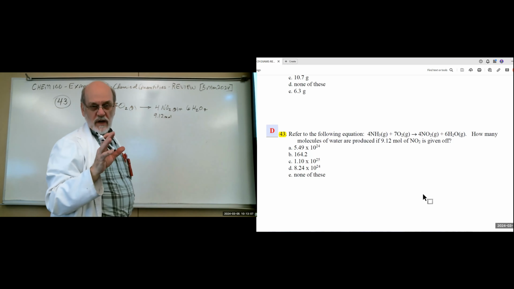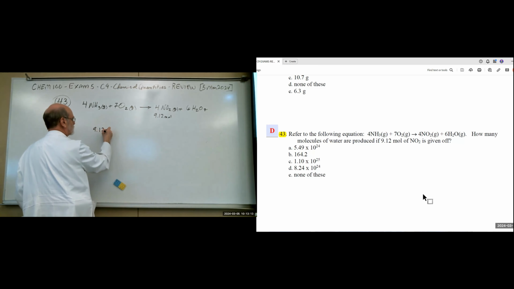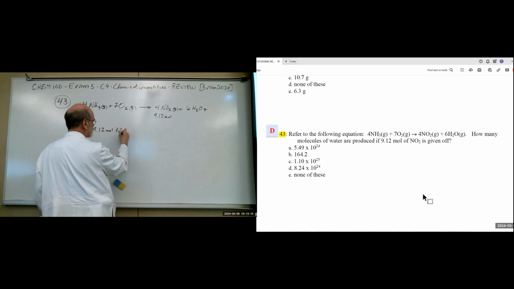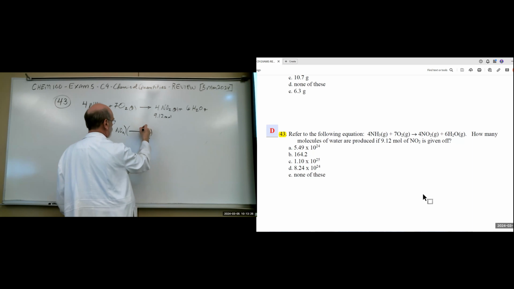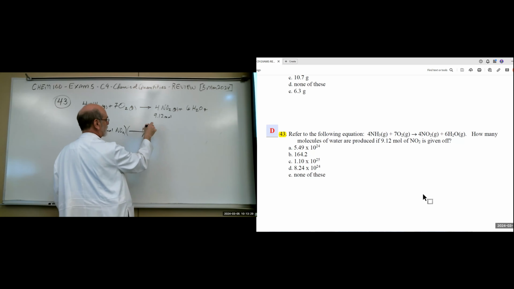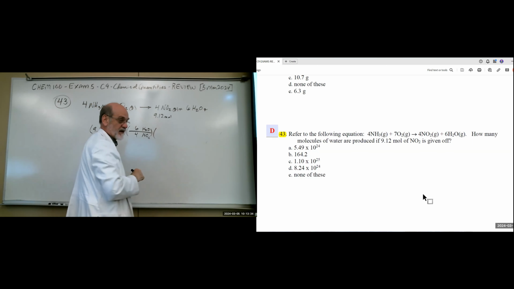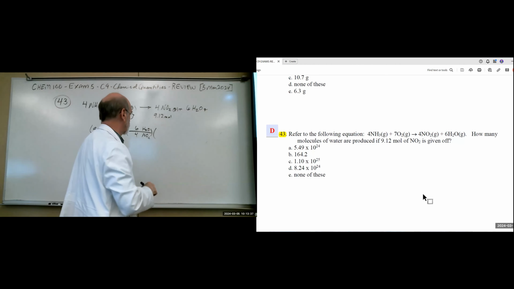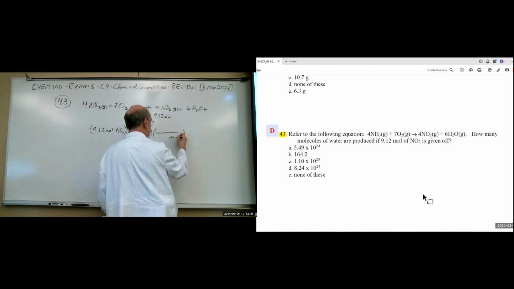And we want to know molecules of water. Right, let's put this over here. Give us more room. So we know it's this many moles are produced of NO2. How much water is also produced? Right? So we need NO2 here and water here in moles. That's 6 and 4. Right? And then it wants to know how many molecules of water. So now that we know moles of water, we can convert to molecules.